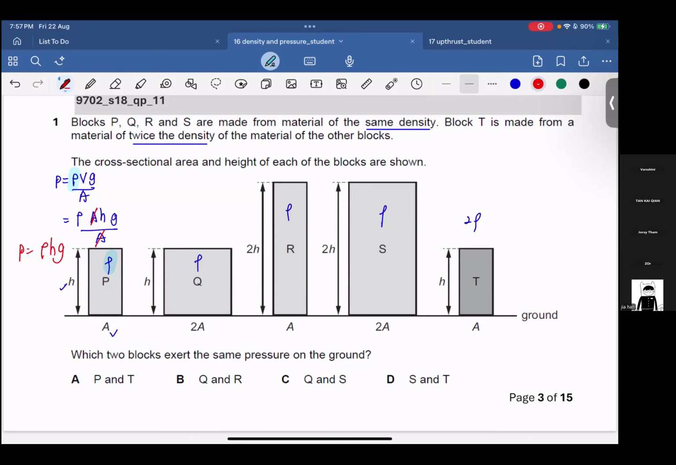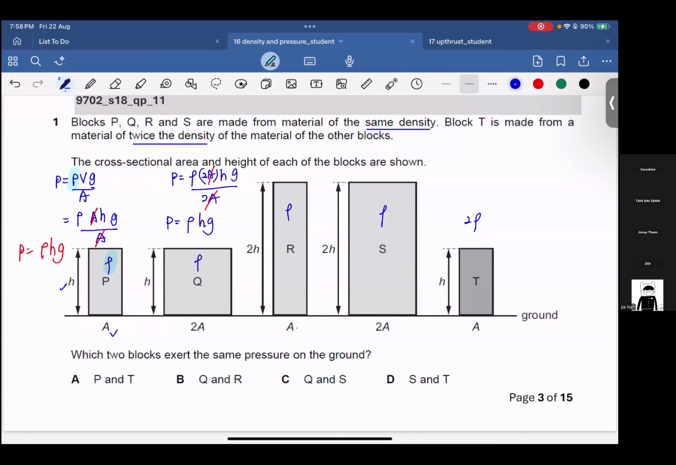Okay, boys and girls, the answer will be D. Here P equals ρ, so it's still ρ. Then the area is 2A, hg divided by 2A. The A's cancel. The second one, the area is also 2, divided by 2. So this one is ρhg also. Block Q is also ρhg. So basically P and Q have the same pressure, but A, B, C, D don't have this answer.